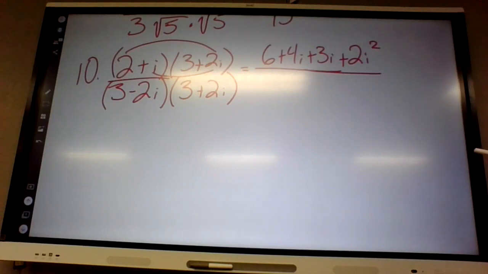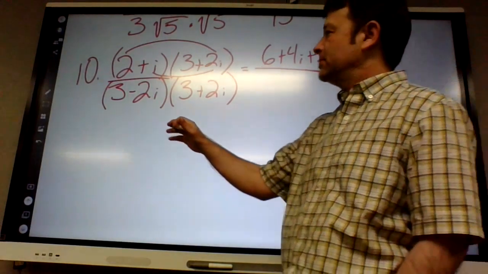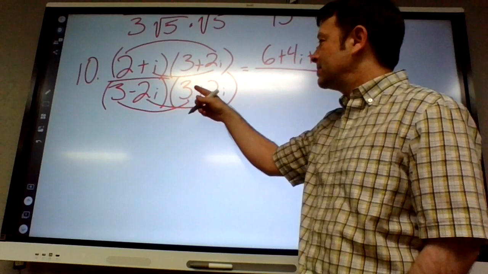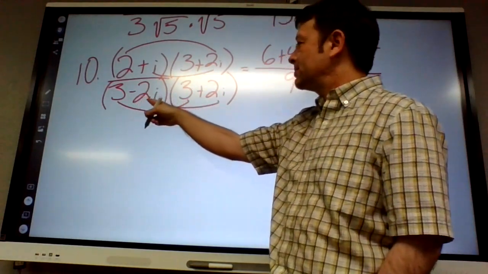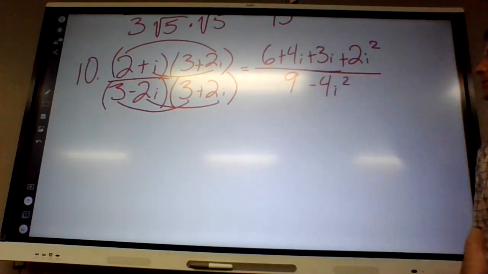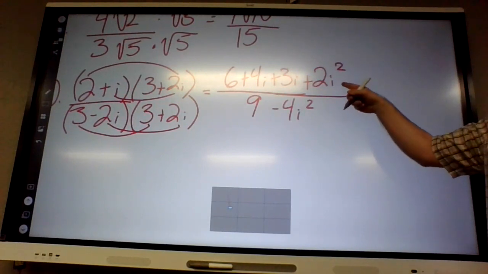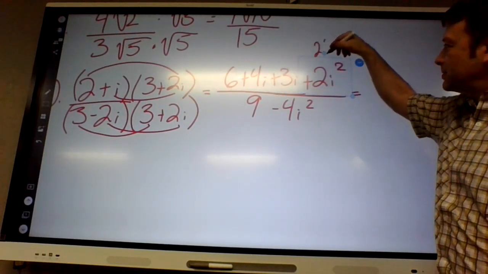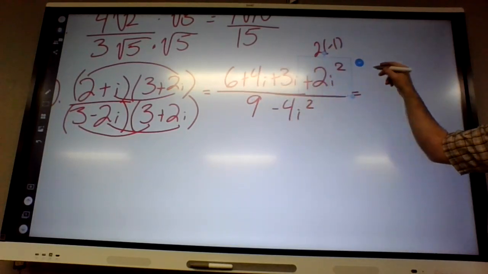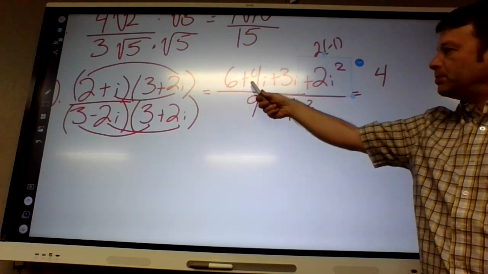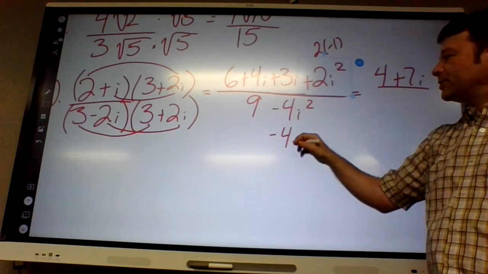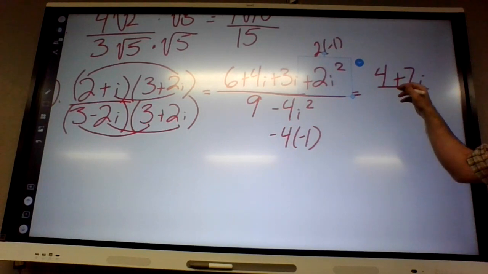The bottom is FOIL also, but when you do conjugates, the outside and inside cancel out, so really you just need the first and the last. So the first is 9, and the last is minus 4i squared. But what happens with these i squareds? Negative 1. So 2 times negative 1 is minus 2, and 6 minus 2 is 4, plus 7i, over, and this is negative 4 times negative 1, so it's plus 4, so 9 plus 4 is 13.